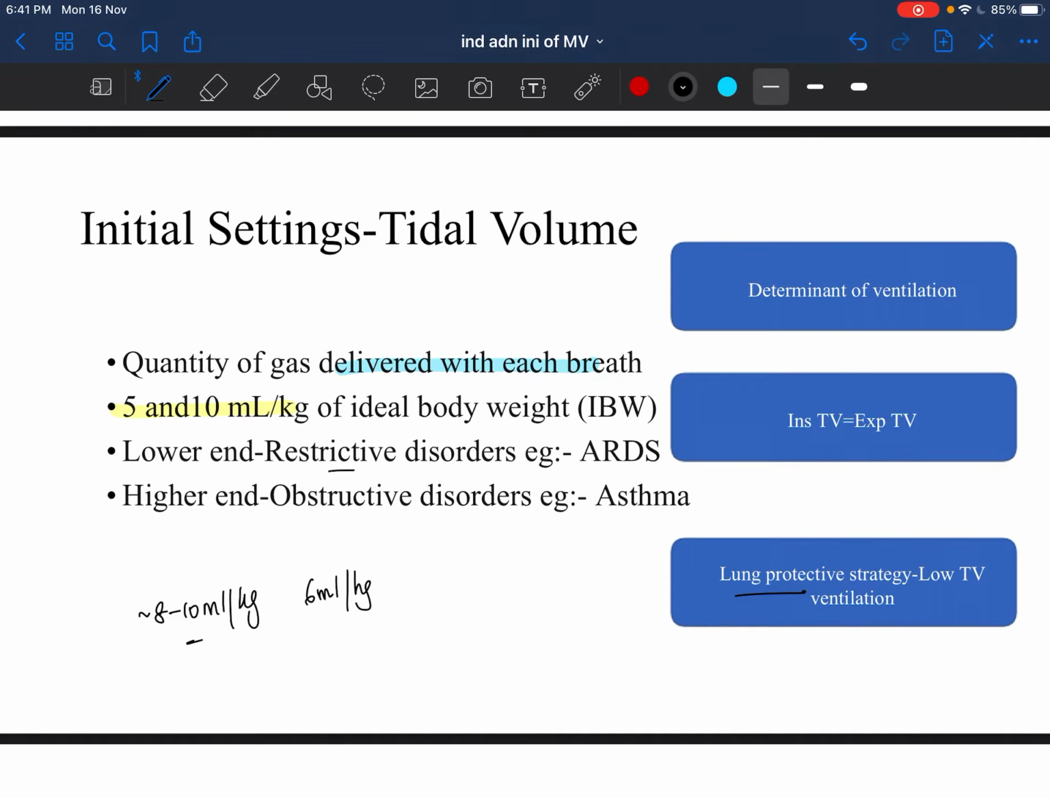In patients with asthma who are having an obstructive disorder, you need to have higher volume to try to overcome the resistance of the airways. So that's about tidal volume. Tidal volume is a determinant of ventilation. Okay, so tidal volume is going to determine how much carbon dioxide is going to get out of the body. The inspiratory tidal volume ideally should be equal to the expiratory tidal volume. Now I will tell why it's a determinant of ventilation in a moment.